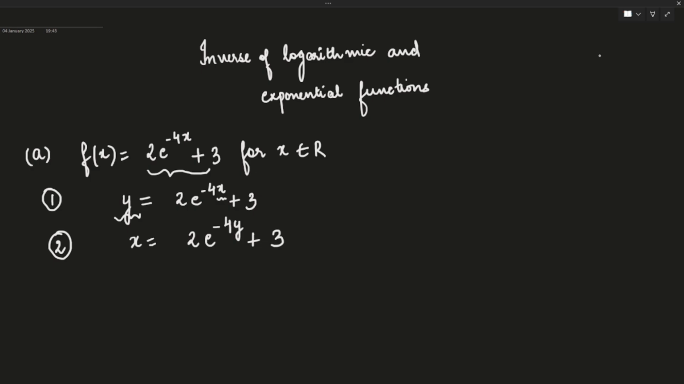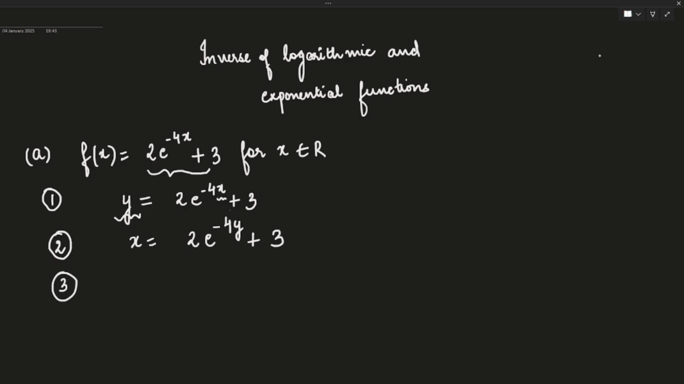What is our first step? We'll write the expression equating it to y. y is any variable. The second step is that we'll exchange the x and the y variable. In place of y, we'll write x, and in place of x, we'll write y. Now, what is the third step?